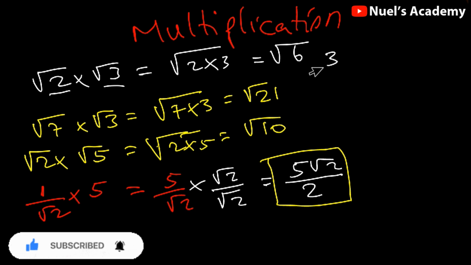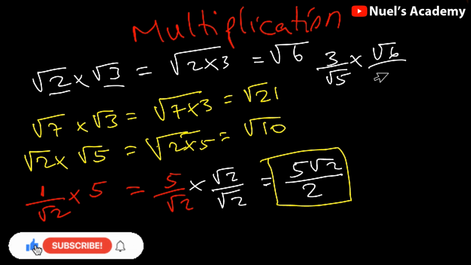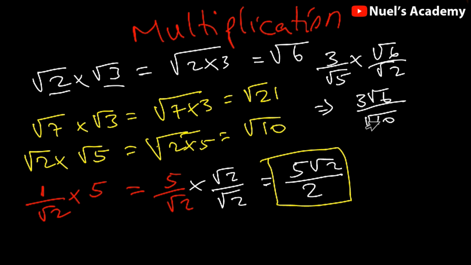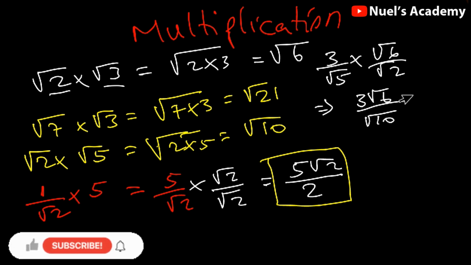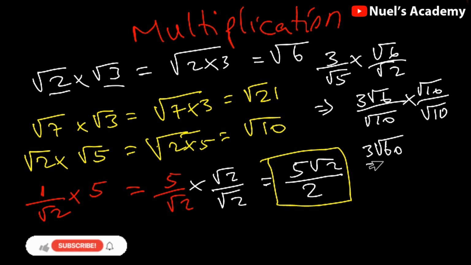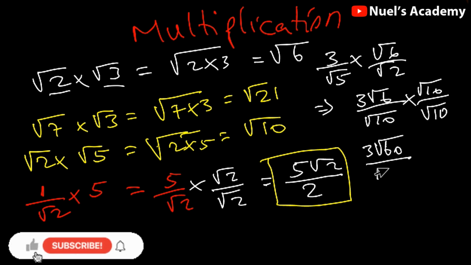Let's multiply 3 over root 5 and root 6 over root 2. So 3 times root 6 is 3 root 6, over the square root of 2 times 5, which is 10. We can't have a surd in the denominator, so let's rationalize it by multiplying both numerator and denominator by root 10. So 3 root 6 times root 10, you have 3 root 60, then over root 10 times root 10, which is 10. So this is the answer to this.